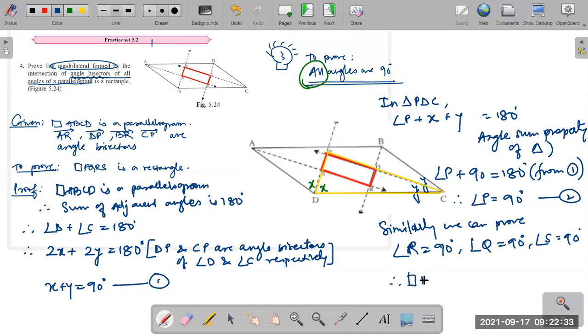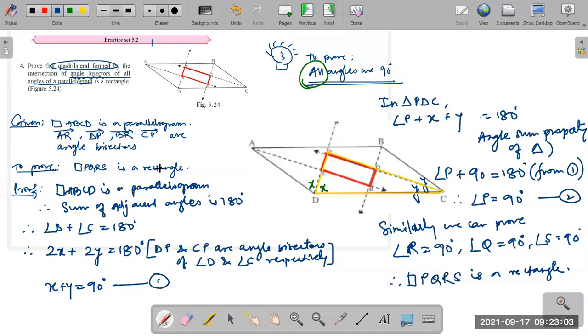Therefore, the quadrilateral PQRS is a rectangle. Okay, that completes the proof. So once again, let us take a quick recap on how we did this question. First, understand what was given and what is to be proved. We were given that the bigger one, the outer quadrilateral, is a parallelogram. We were given this and we were asked to prove that the inner one is a rectangle.